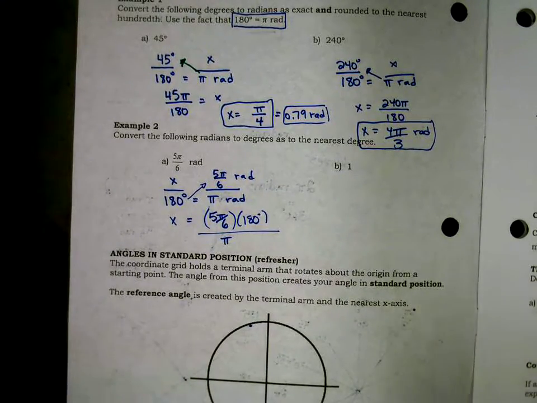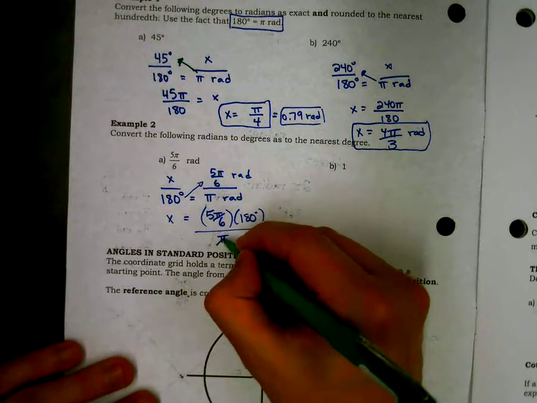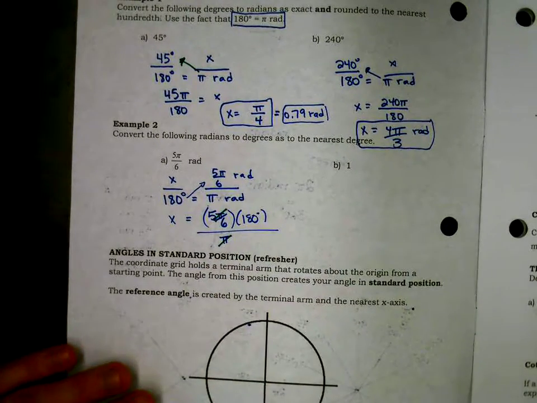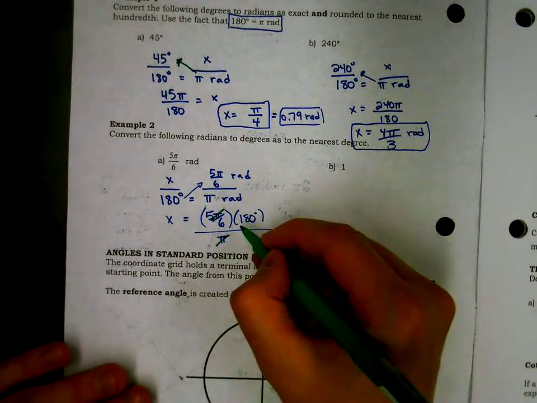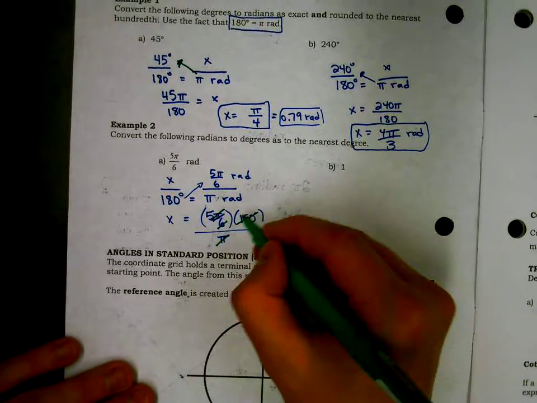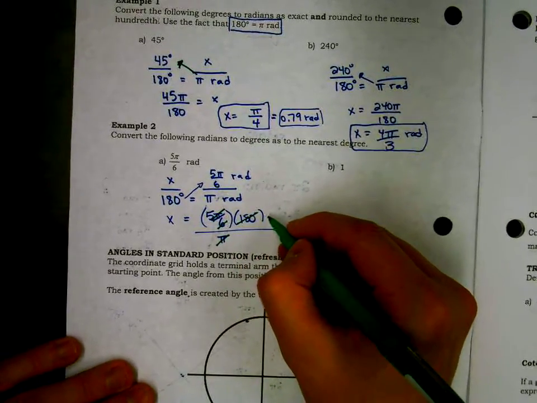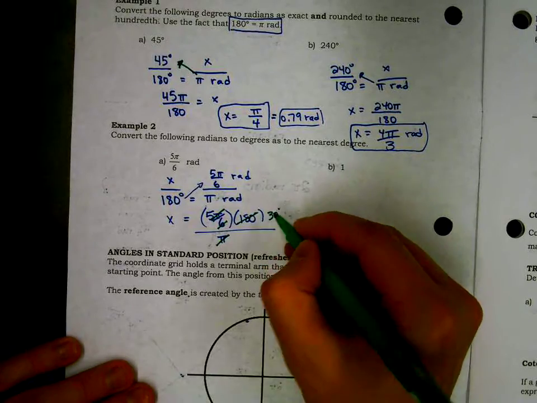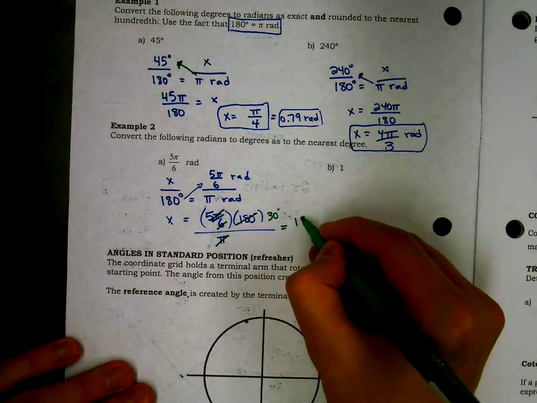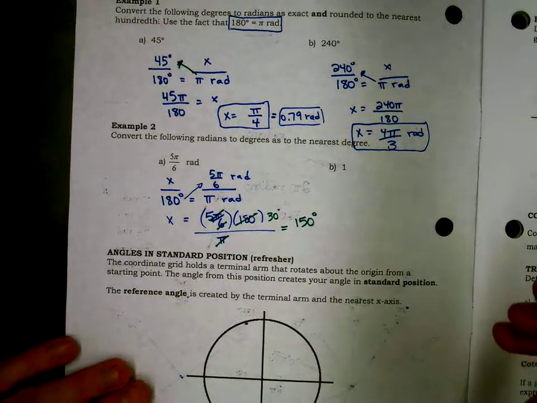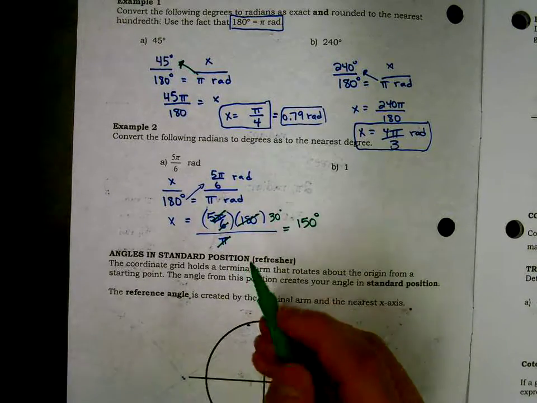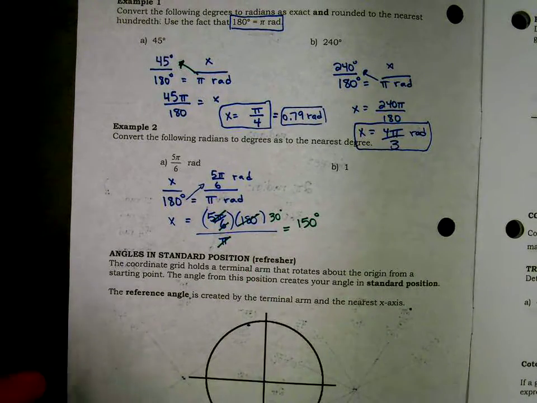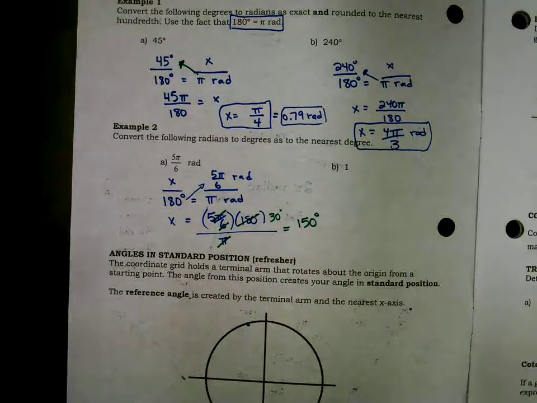Now some people will say, oh, just type it all into the calculator, and you could. Some other people might say, well, the pi's should cancel. There's one on the top and there's one on the bottom. The 180 and the 6, there's a top and a bottom. 180 divided by 6 is 30. And 5 times 30 is 150 degrees, which you can confirm very quickly by typing in 5 pi over 6 times 180 divided by pi, and 150 will come out.